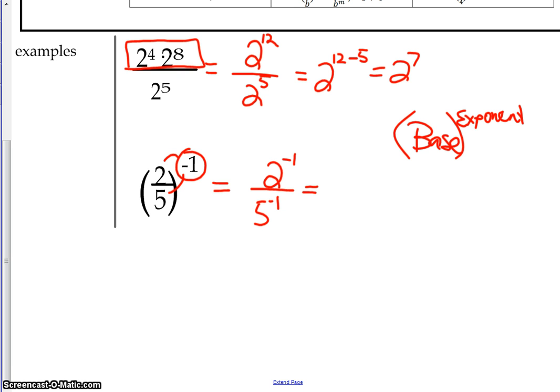So here, this 2 would go to our denominator, all right? And here it's going to be 2 to the first in the denominator. That's how we make it a positive exponent. This 5 to the negative 1 is going to move here to our numerator and become 5 to the first. So our answer to this fraction would be simply 5 over 2.